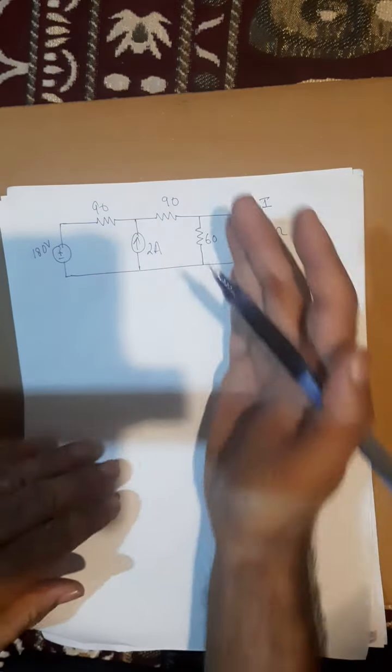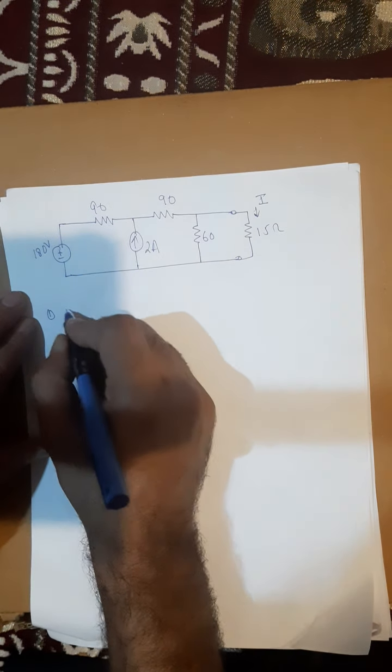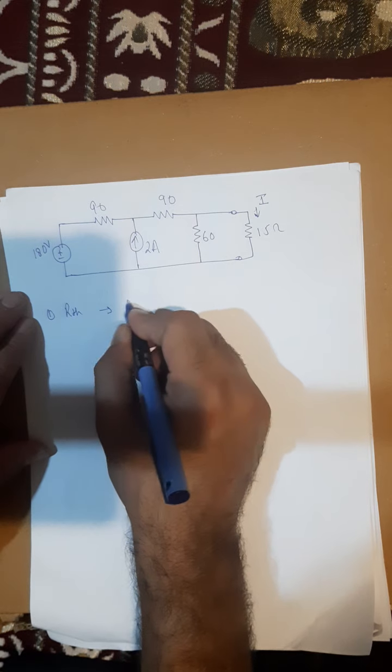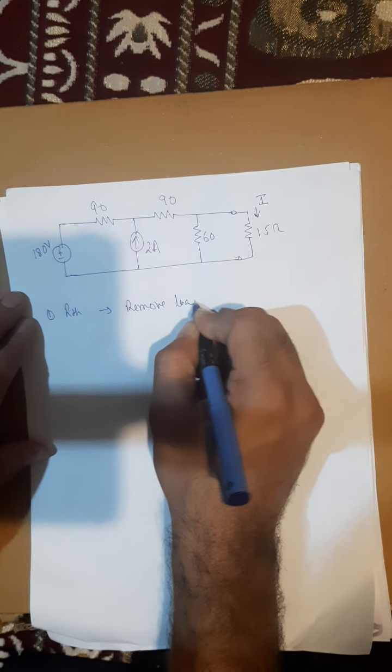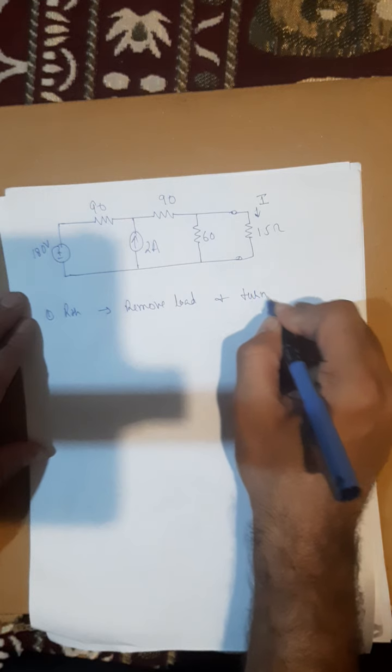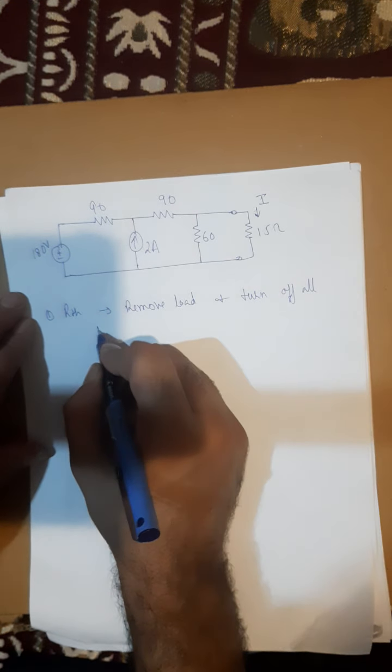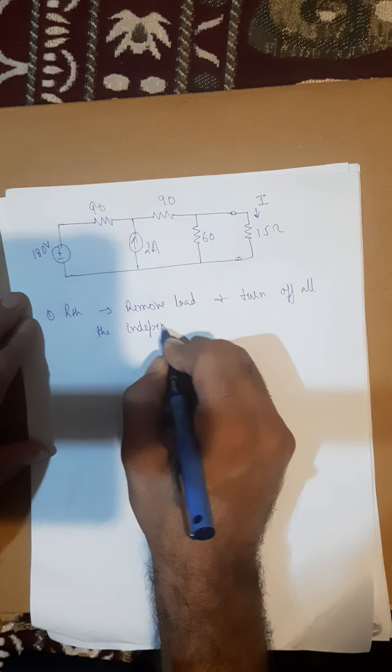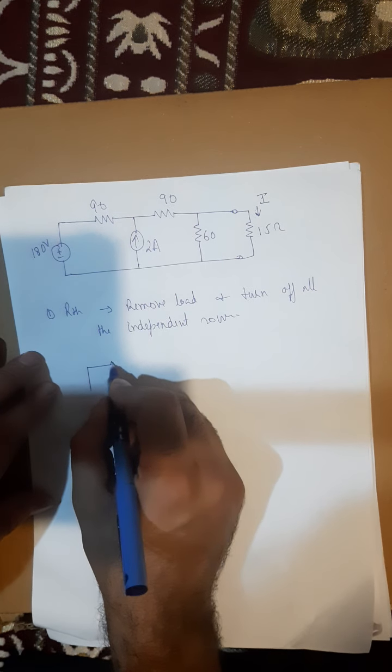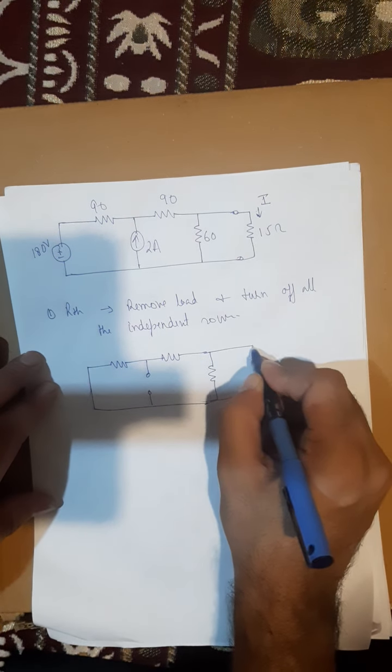So what is the first step? The first step is to calculate RTH. Number one, for calculating RTH, what I will do is remove the load and turn off all the sources, all the independent sources. If I turn off all the independent sources, this voltage source will be replaced by a short circuit, and the current source will be replaced by an open circuit.